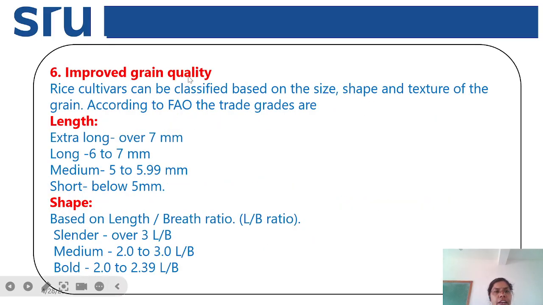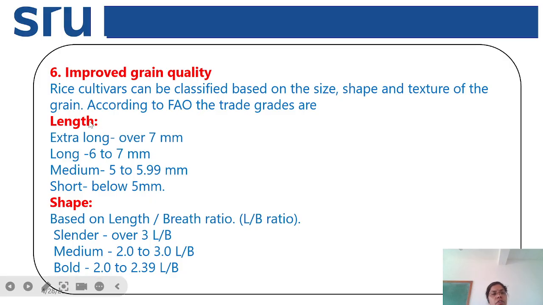And next is improved grain quality. Generally, the major breeding objective in rice is high yield of paddy. Next, after high yield, the most important breeding objective is quality. So generally, the rice cultivars are classified based on the size, shape, and texture of the grains. This classification was given by the Food and Agriculture Organization.